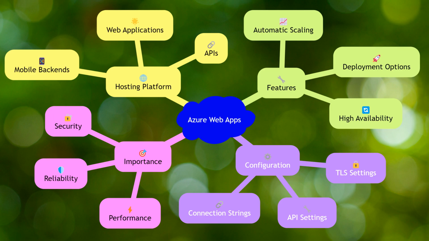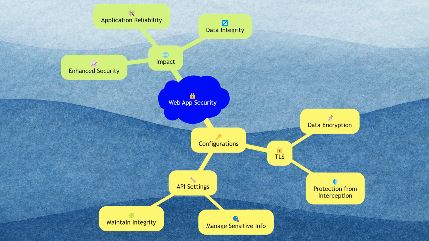Understanding these configurations is crucial for ensuring the security, performance, and reliability of your web applications. Security is a paramount concern when developing web applications. Configuring settings such as TLS ensures that data transmitted between the client and server is encrypted, protecting it from interception and tampering. Additionally, properly managing API settings and connection strings helps safeguard sensitive information and maintain the integrity of your application. This section will explore the importance of these configurations and their impact on your web app's security.